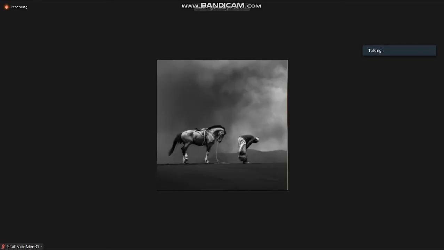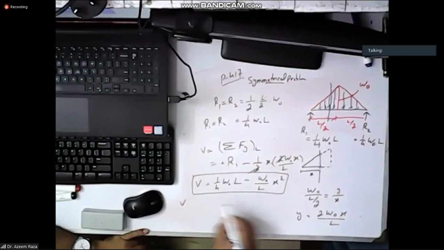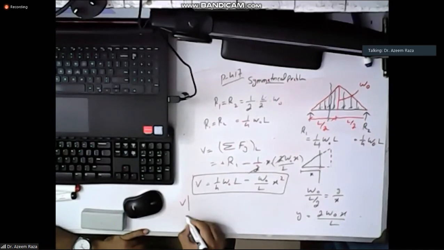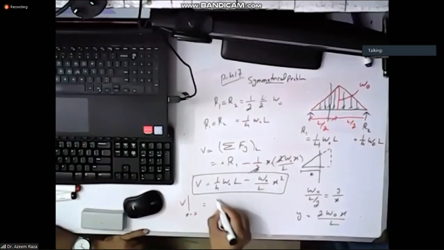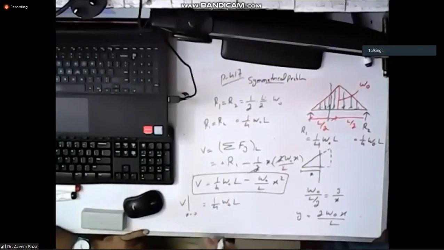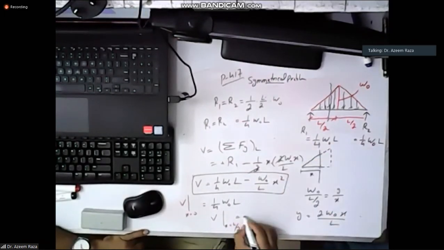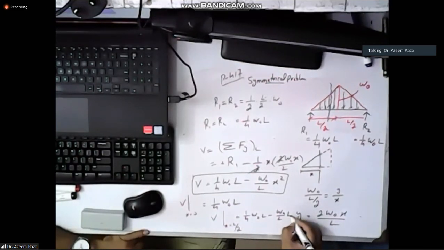Sure. So before I move to the bending moment, let's take the diagram. If I put x equal to 0, this will become 1 over 4 W naught L. This will become 0. When I take shear force at x equal to L by 2, half of this distance, this will become 1 over 4 W naught L minus W naught over L times L by 2 squared.